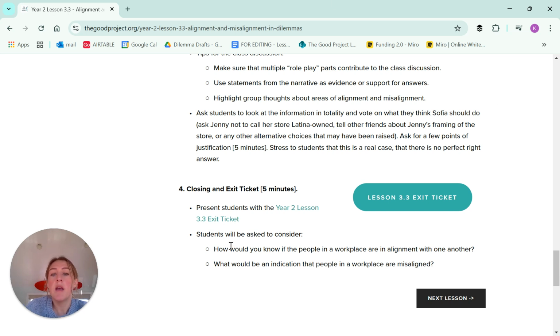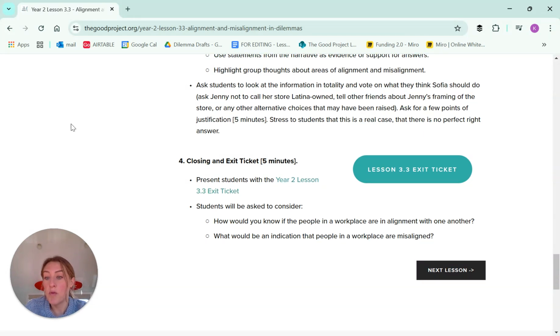And students should always be sure to keep those exit tickets for their portfolio.